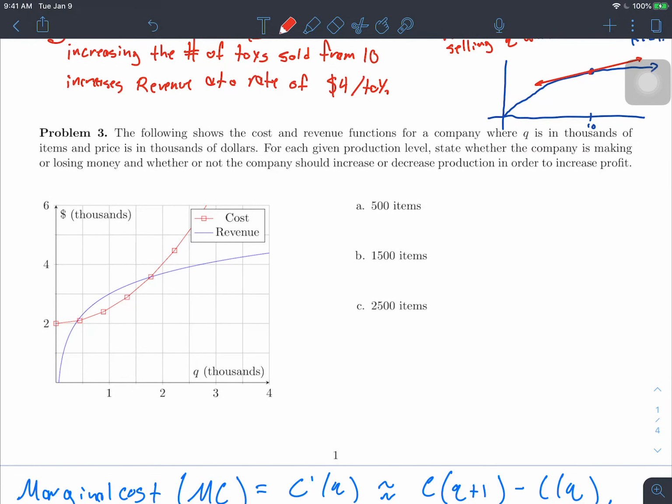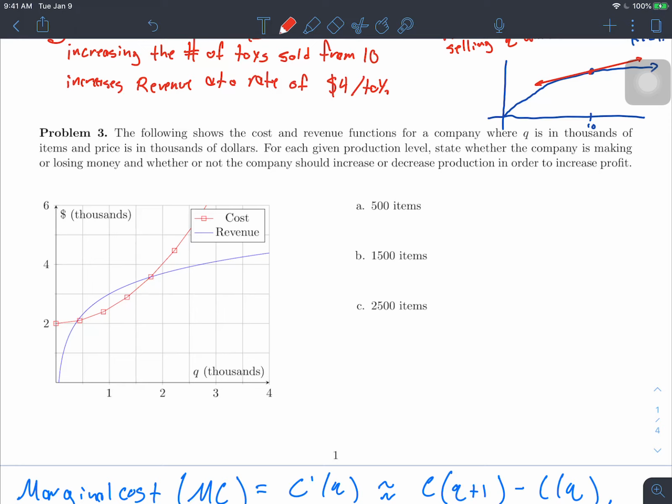Okay, so a bit more graphical intuition. This graph here shows the cost and revenue functions for some company, and Q is measured in thousands of items, and price here is measured in thousands of dollars. And we have these 3 levels of production, okay? We can either produce 500 items, 1,500 items, or 2,500 items.